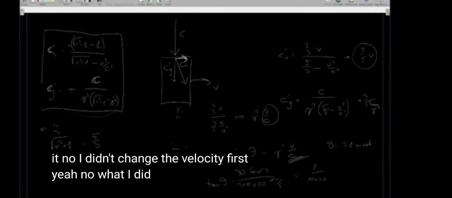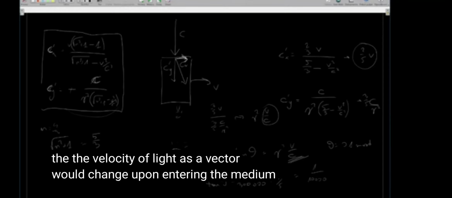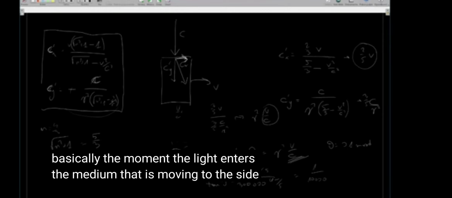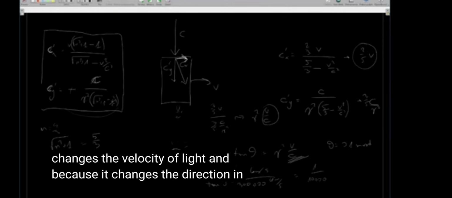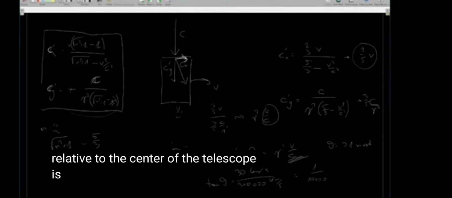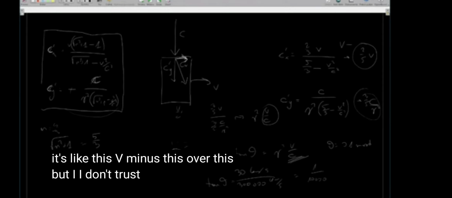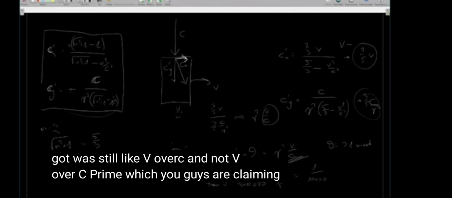What I did was I calculated how the velocity of light as a vector would change upon entering the medium, because the moment the light enters the medium that is moving to the side, it gets dragged by the medium. So that changes the velocity of light and the direction in which it is moving. Because of that, the deflection that you get relative to the center of the telescope is no longer v over c prime, but it's like this v minus this over this. But I don't trust those results. I think I made a mistake somewhere in the derivation. But anyway, the end result I got was still like v over c and not v over c prime, which you guys are claiming.